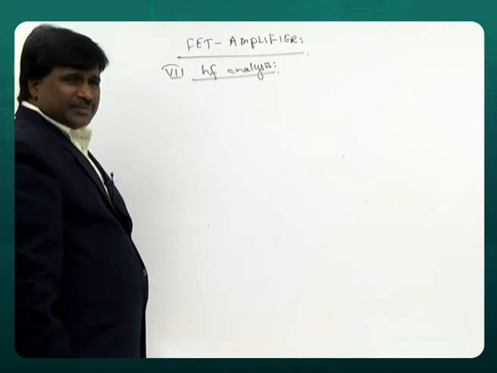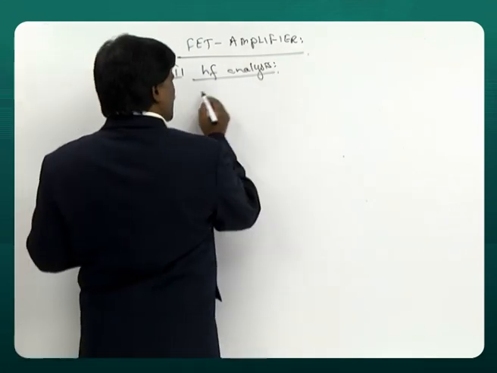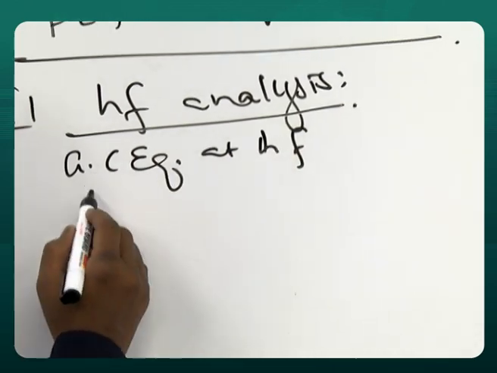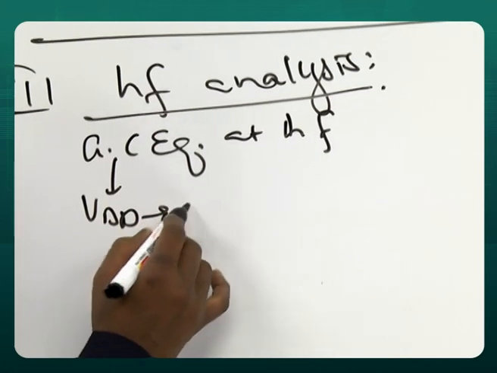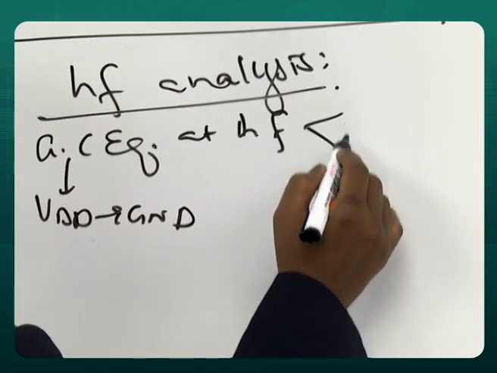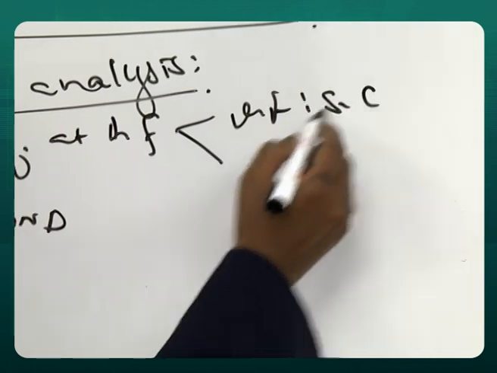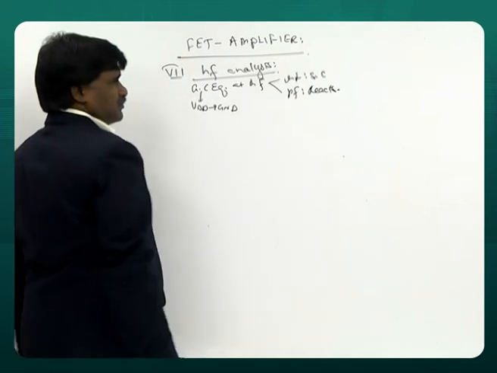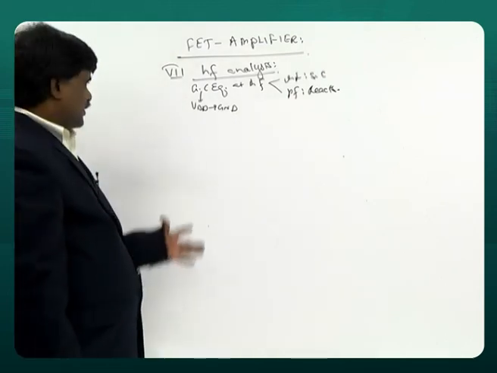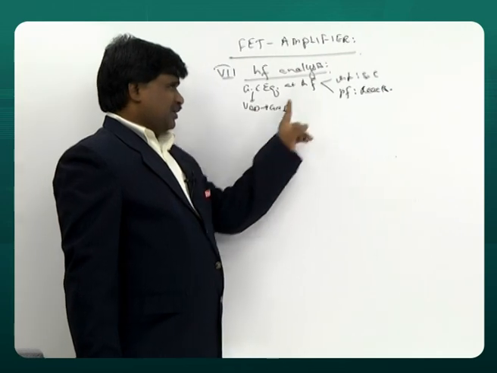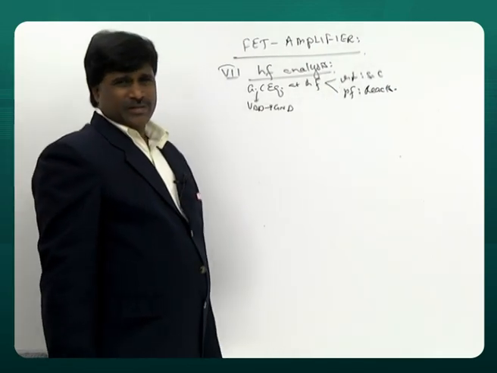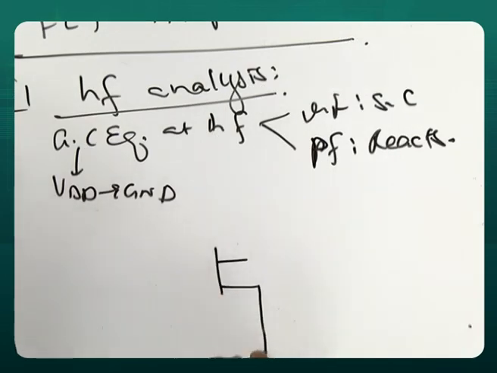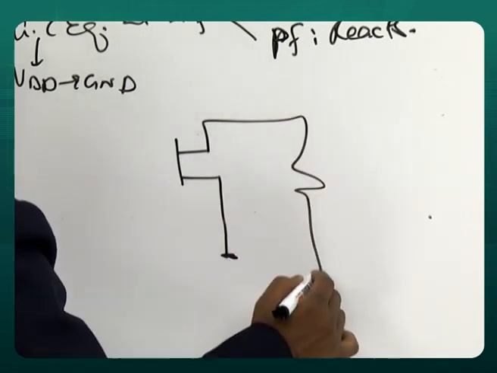Remember the same circuit. High frequency means what? For example, if I draw AC equivalent at high frequency, AC means supply is grounded. High frequency means microfarad is short, picofarad reacts. That's what is going to happen. Supply is grounded, microfarad short, picofarad reacts. How is the response there? Shorted, shorted.